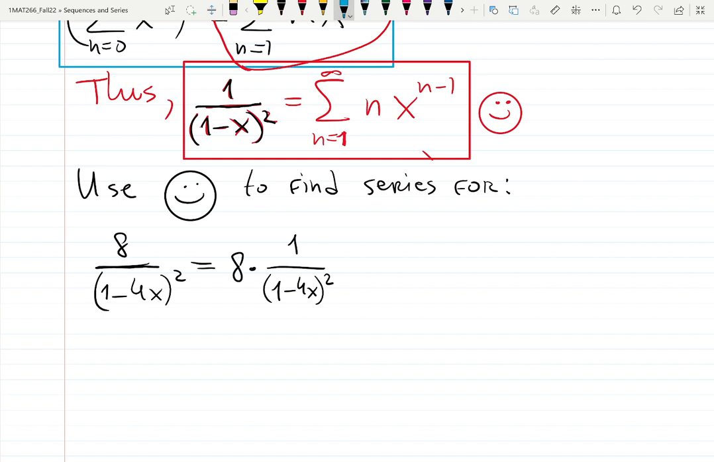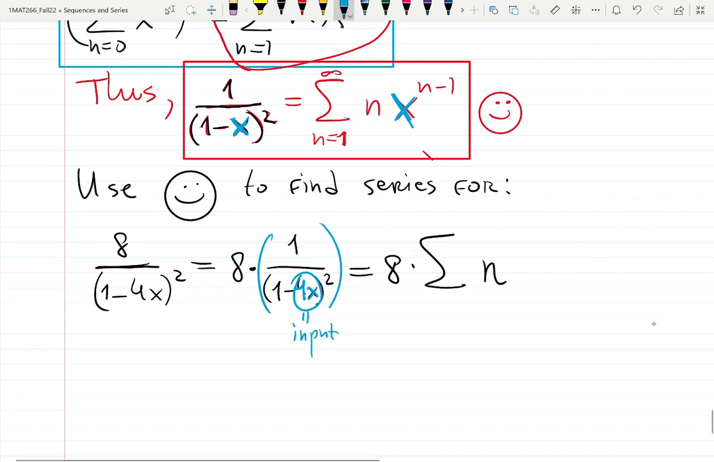This is how I recommend you to read it. 1 over 1 minus input squared gives you the sum of n times input to the n minus 1. If you can read the same thing with a new function, you're good to go. I see 1 over 1 minus input squared, and my new input now is 4x. So I can immediately write down the sum, 8 times this sum, and the new input is 4x, and we're raising it to the n minus 1. n is from 1 to infinity.